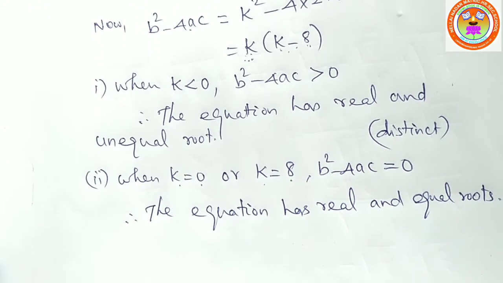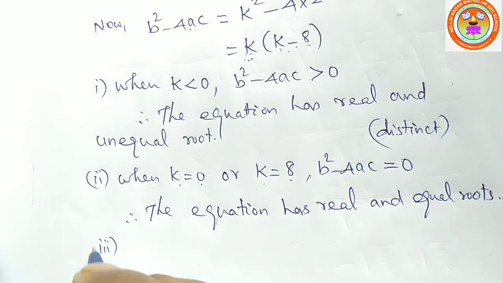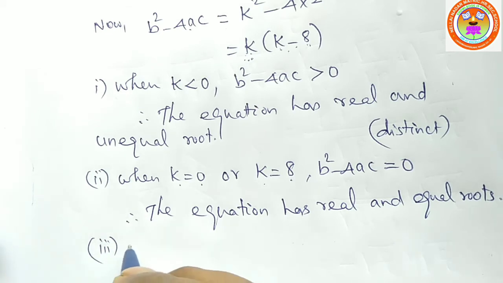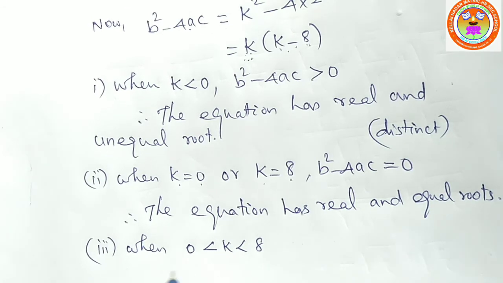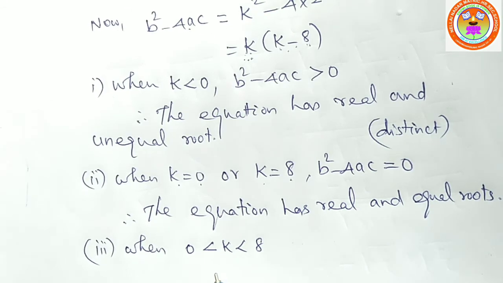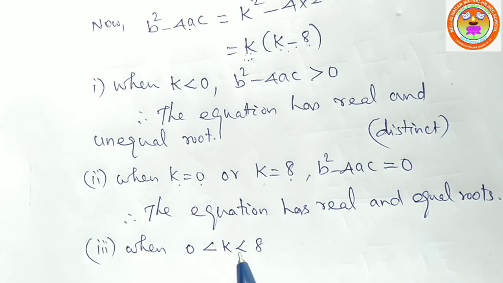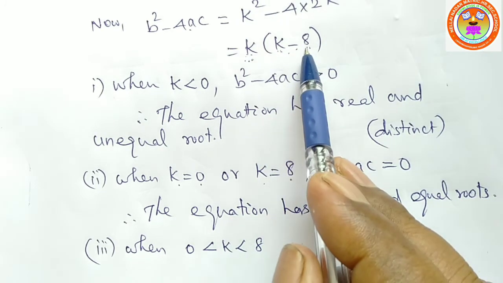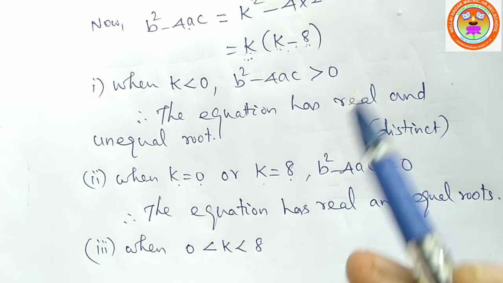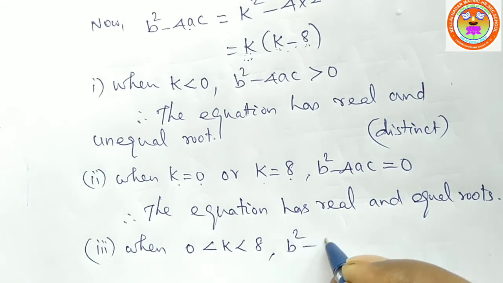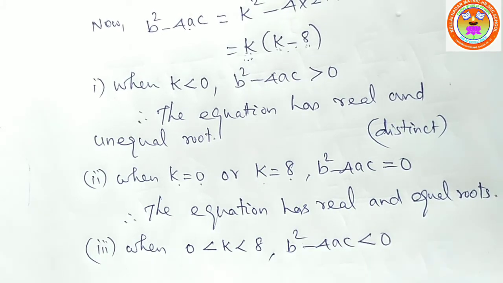Then case 3. If we apply some values between 0 and 8, when 0 is less than k less than 8, that means if we apply some value between 0 and 8, say k is equal to 4, what will happen? 4 minus 8 is minus 4, minus 4 into plus 4 is minus 16, so negative, right? So b square minus 4ac is less than 0.